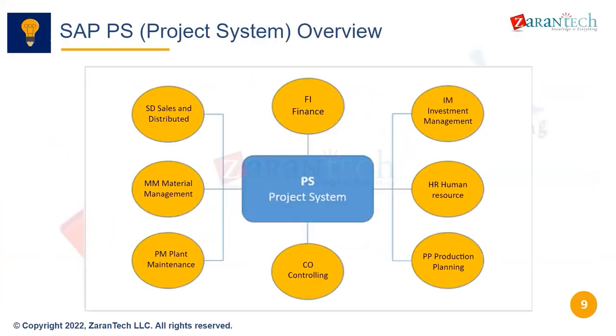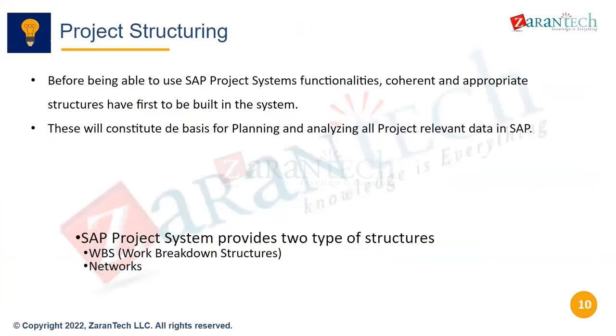Okay, so we were talking about project structuring. In the project system, we have two types of structures. One is the WBS structure, which is work breakdown structure. We call it WBS for short. And the other is networks.